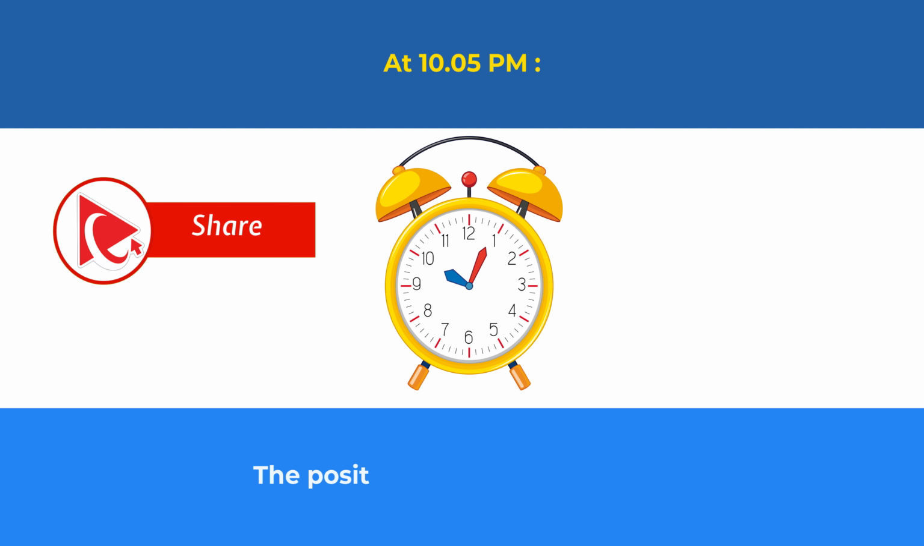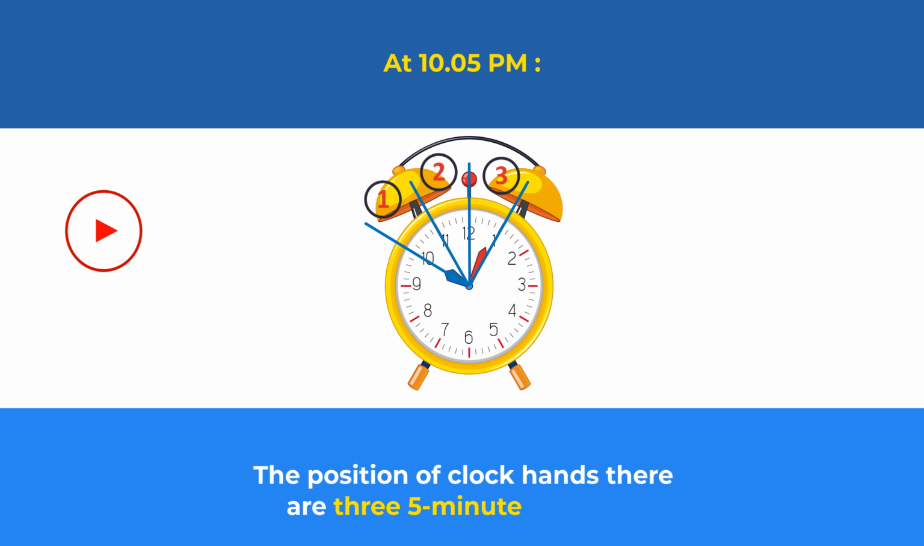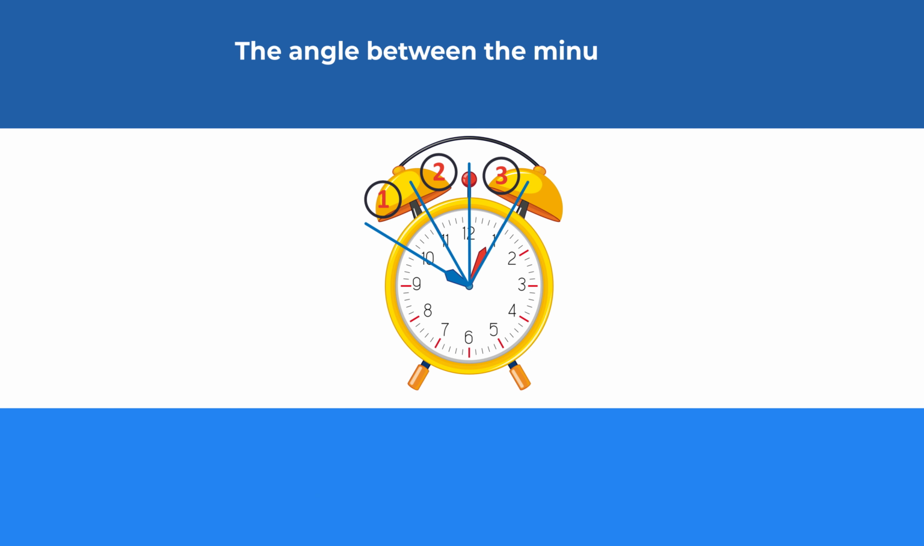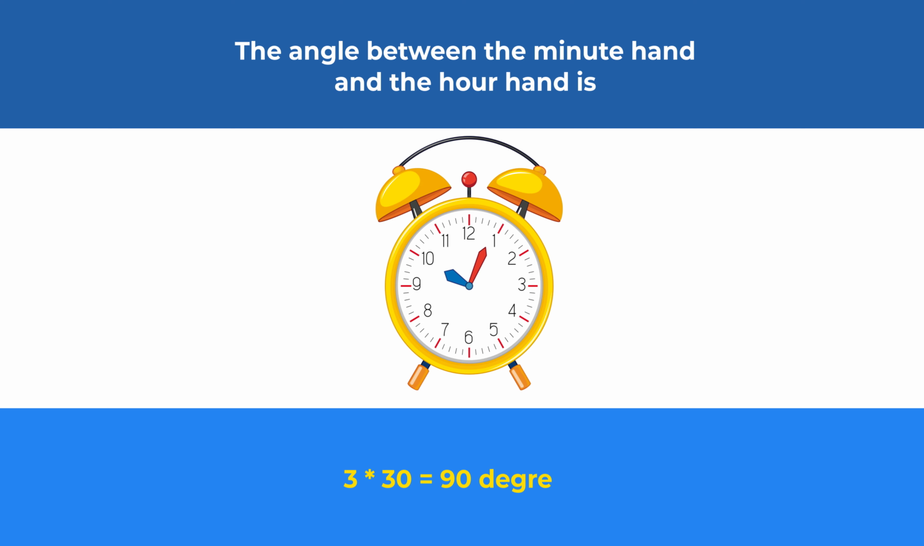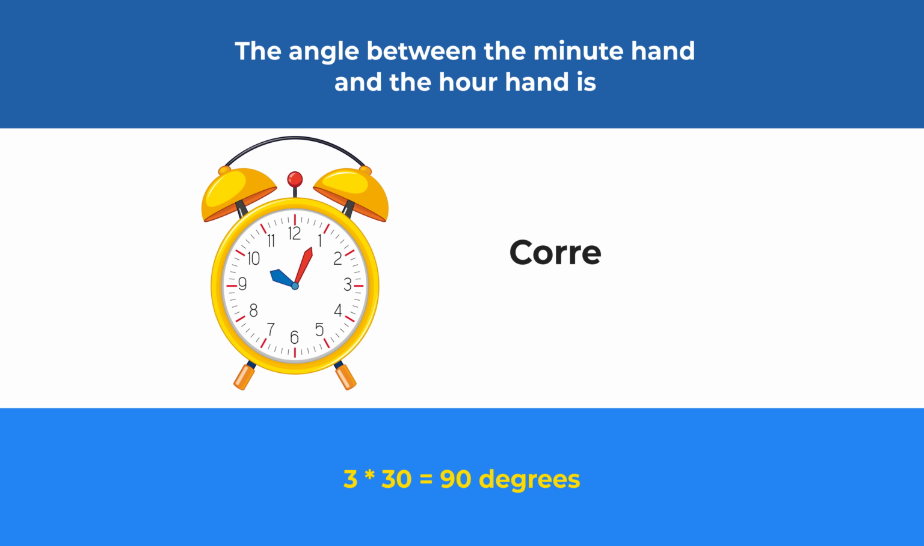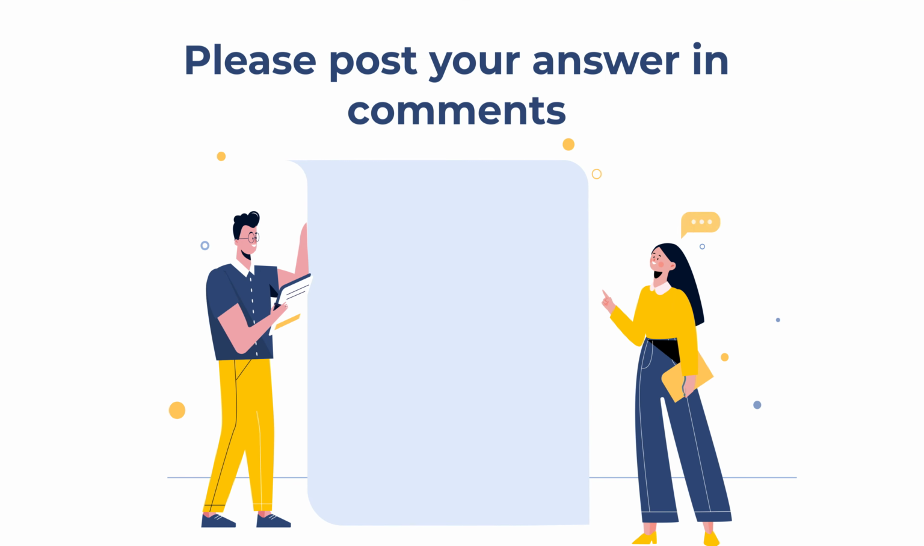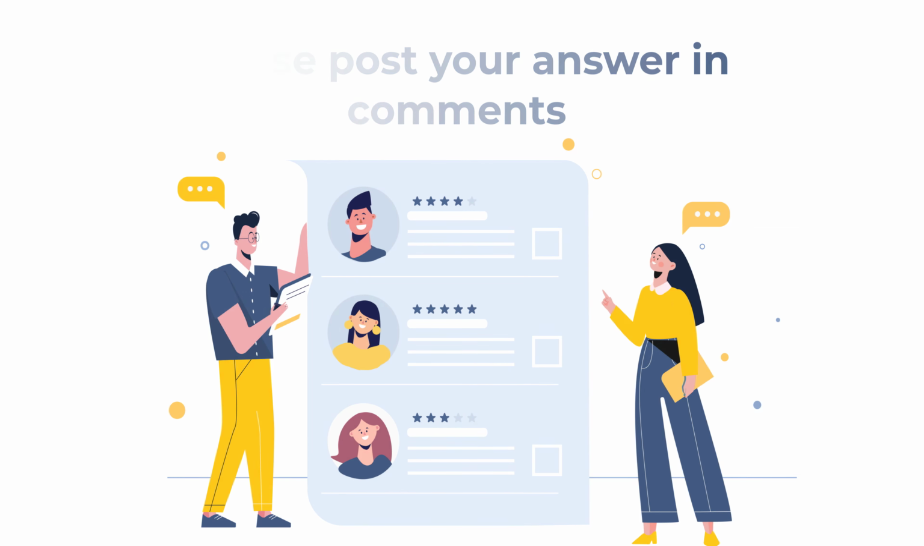At 10:05 p.m., there will be 3 5-minute sections between hands on the clock, so the angle between the minute hand and the hour hand on the clock will be 3 multiplied by 30, which would be equal to 90 degrees. Hopefully you've nailed this question and saw the answer right away. And if you have a better way to solve it, please make sure to share in comments.